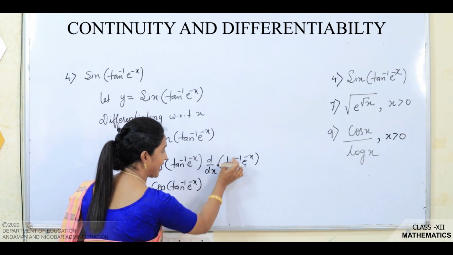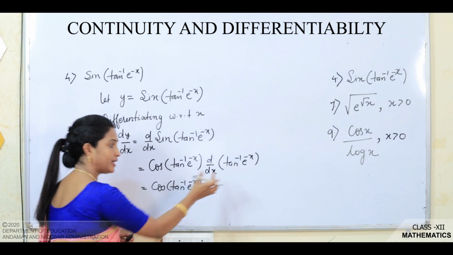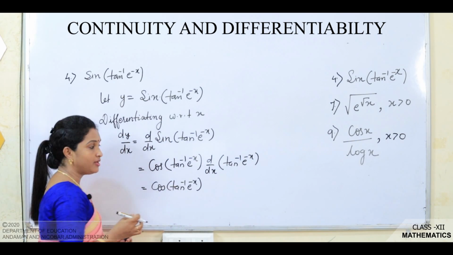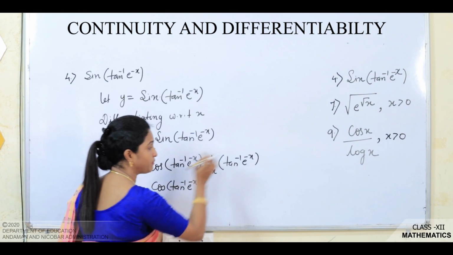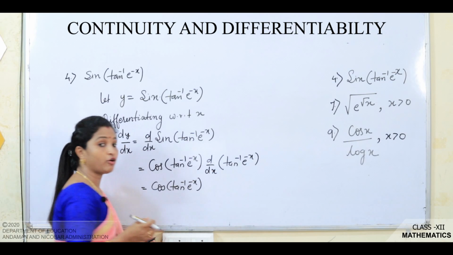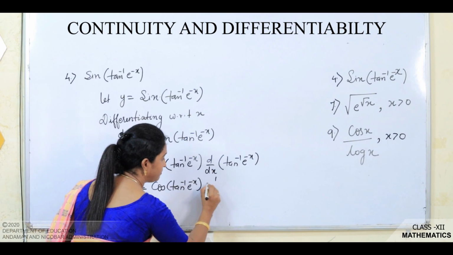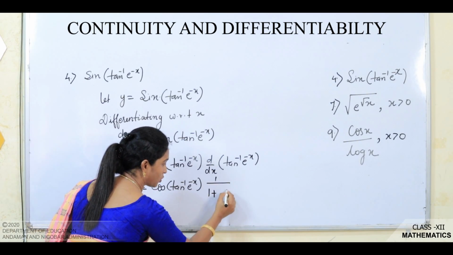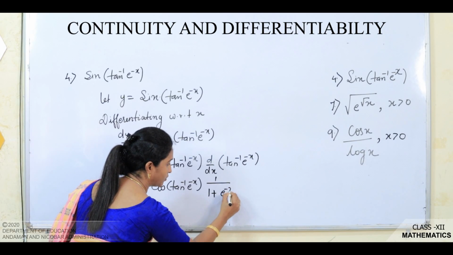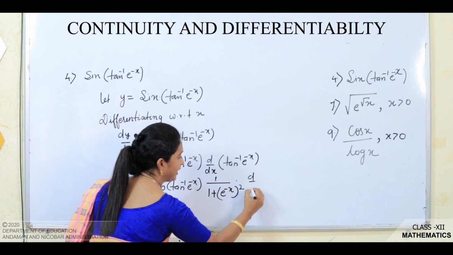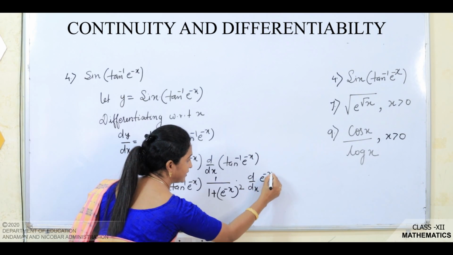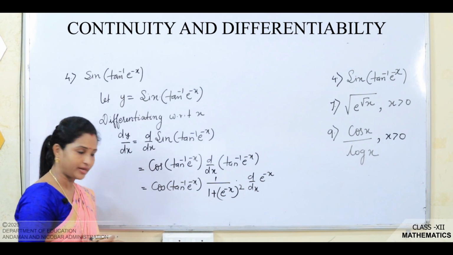When you differentiate tan inverse e power minus x, again you have to apply chain rule here, because it is not directly tan inverse x. In place of x you have e power minus x. So what is the derivative of tan inverse x? 1 by 1 plus x square. In place of x you will write e power minus x the whole square into d by dx of e power minus x. Chain rule here, correct?